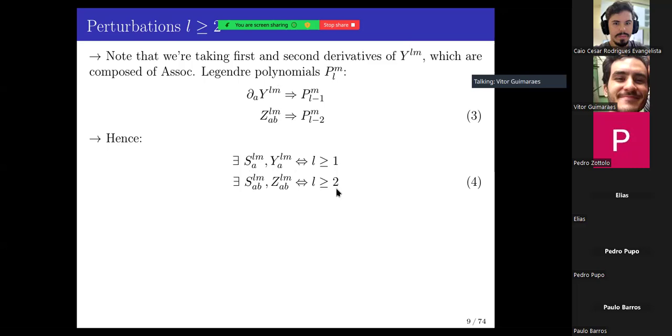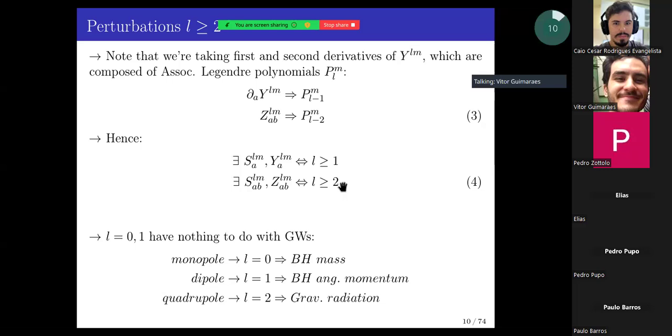So what this means is that for us to have a complete basis for all scalars, vectors, and symmetric rank-2 tensors, as we are interested in having, we must do perturbations for L greater or equal than 2. And this is not a problem, because as we investigate what these numbers mean, the L equals 0 and 1 have nothing to do with gravitational waves per se.